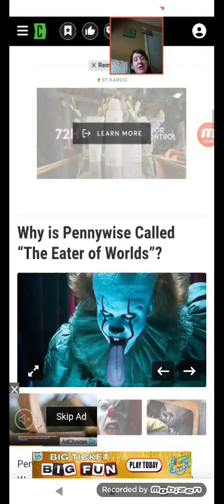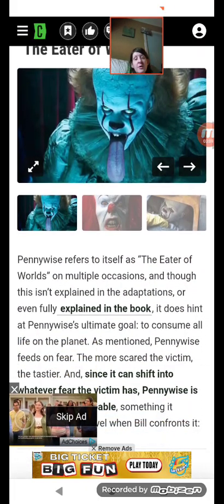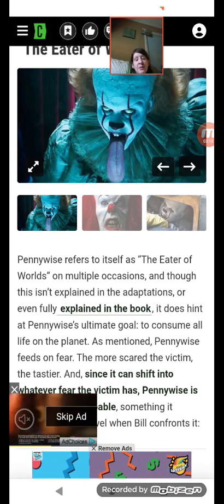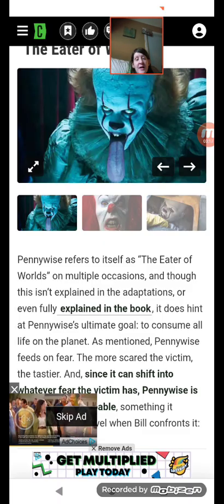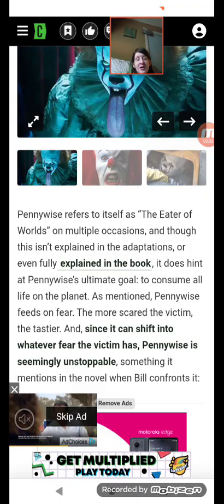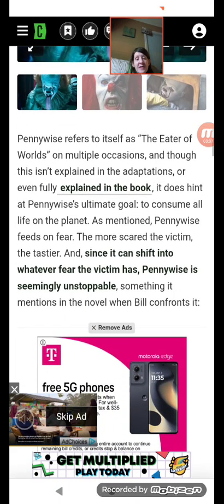Why is Pennywise called the Eater of Worlds? Pennywise refers to itself as the Eater of Worlds on multiple occasions, and though this isn't explained in the adaptations, or even fully explained in the book, it does hint at Pennywise's ultimate goal to consume all life on the planet. As mentioned, Pennywise feeds on fear. The more scared the victim, the tastier, and since it can shift into whatever fear the victim has, Pennywise is seemingly unstoppable.